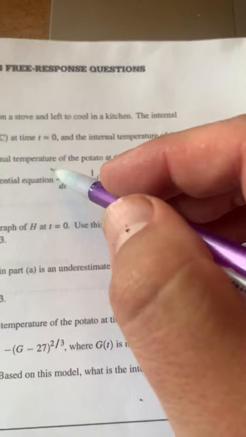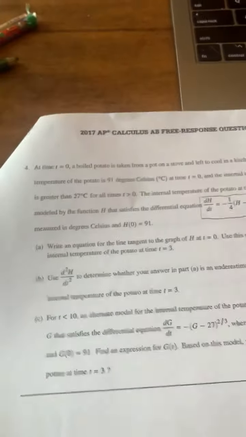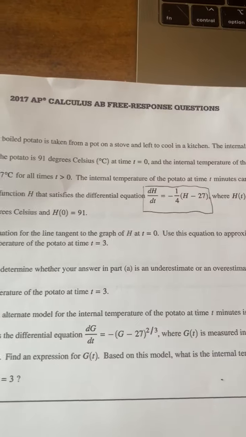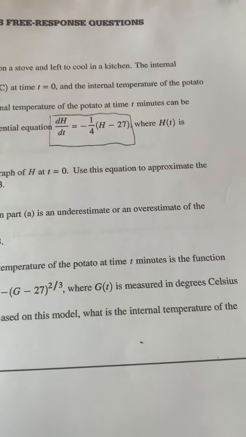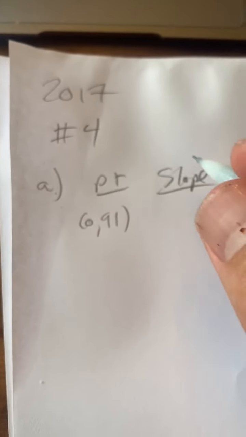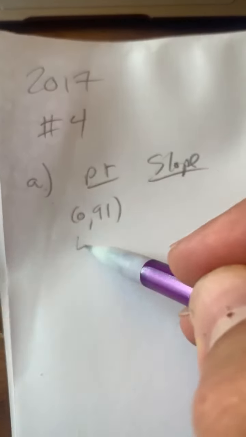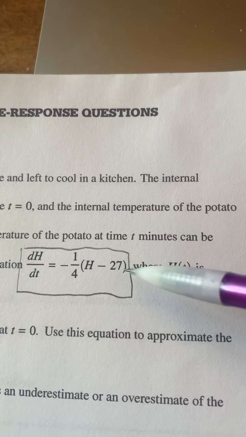So this equation right here is the rate of change of the temperature of the potato. It says write an equation for the line tangent to the graph of h at t equals 0. If I'm going to write an equation of a tangent line, as always, I need a point and a slope. The point is (0, 91). And for the slope, I just need to plug in 91, because these are t comma h.